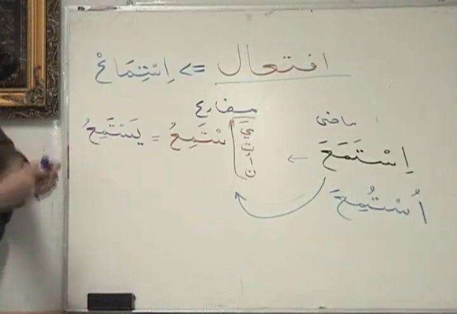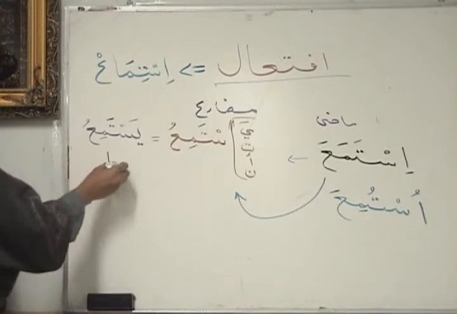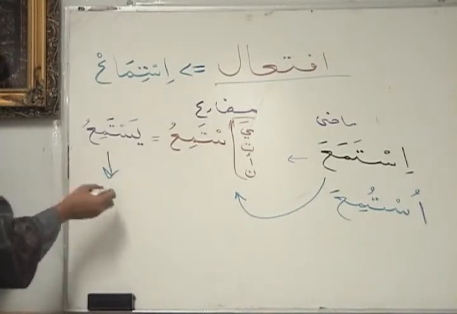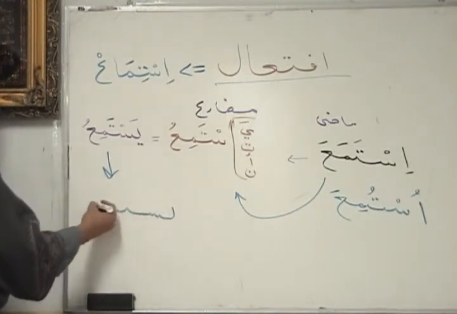From ma'ruf to majhul is easy. For madi, for mudari' it's even easier. How do you change this to majhul? The first one you change to a dhamma, and the one before last to a fatha.